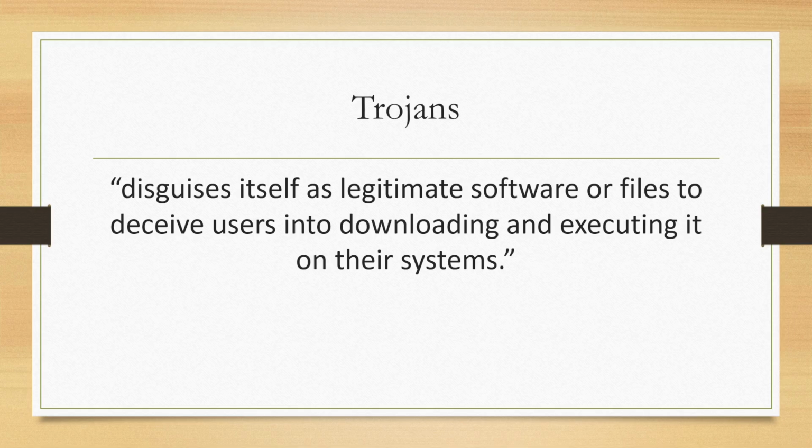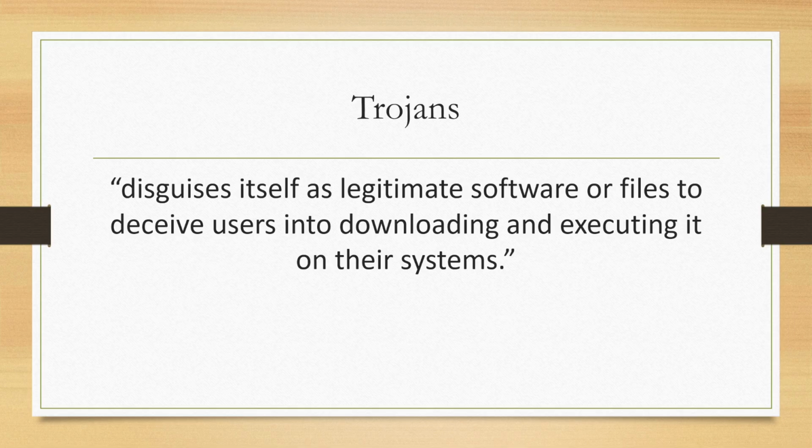Our next topic is going to be Trojans. Trojans themselves, otherwise known as a Trojan horse, are a type of malware that disguises itself as legitimate software to try to deceive the user into downloading and executing it on their system. Unlike viruses and worms, Trojans do not replicate themselves. Instead, they rely on social engineering tactics to trick users into installing them.